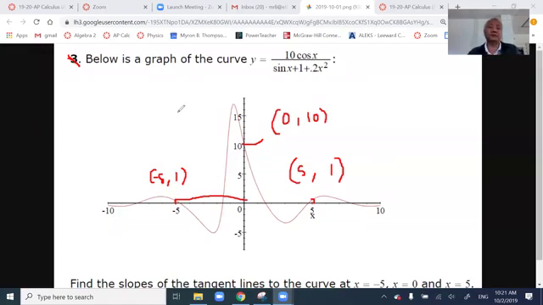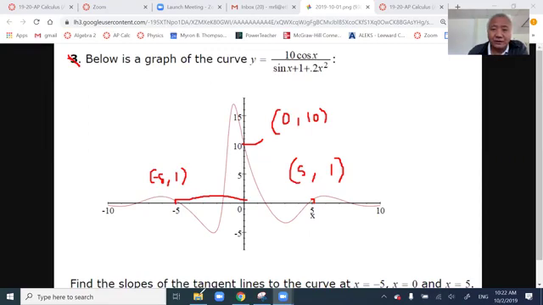Okay, number 3. Below is the graph of the curve of this function, okay? Y equals 10 cosine x over sine x plus 1 plus 0.2x squared. Now the graph is here. They ask you to find the tangent line, right?